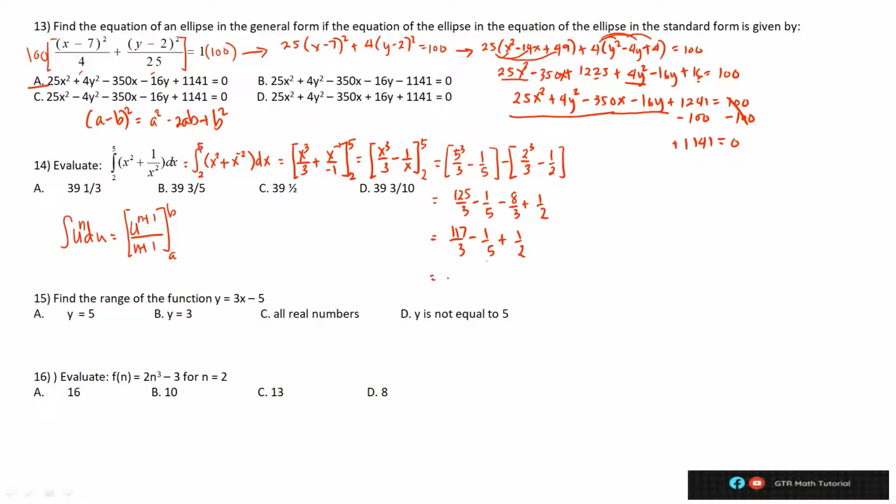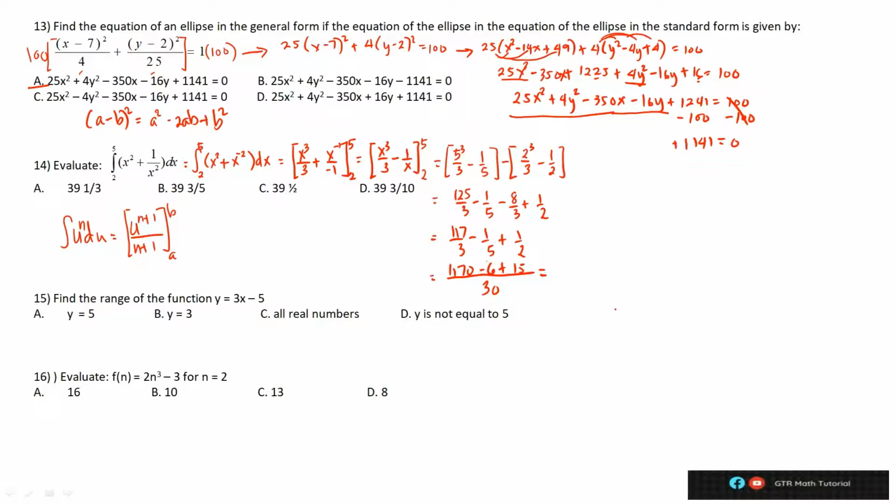So for 3, 5, and 2, the LCD is 30. Right? Okay, so LCD is 30. So 30 divided by 3 is 10 times 117, so we have 1170. Minus 30 divided by 5 is 6 times 1, 6. 30 divided by 2 is 15. So plus 15. So therefore, just combine the numerator.